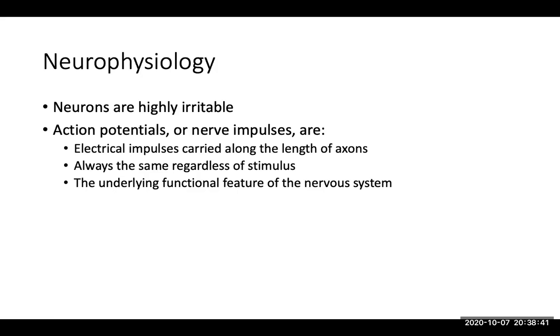Neurophysiology talks about the physiology of the nervous system. Neurons are highly irritable, meaning they will respond very easily to stimuli. Action potentials or nerve impulses are electrical impulses that are carried along the length of axons. They're always the same regardless of the stimulus, and they are the underlying functional feature of the nervous system.